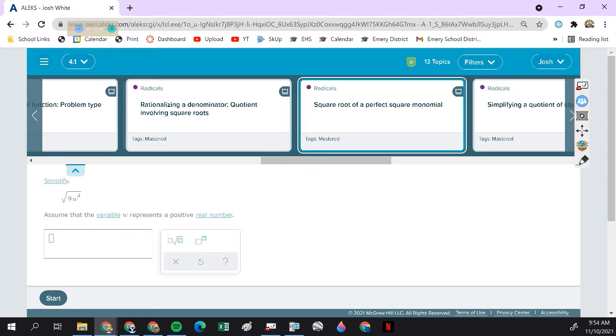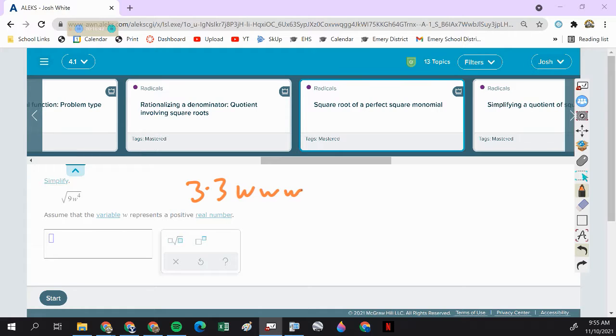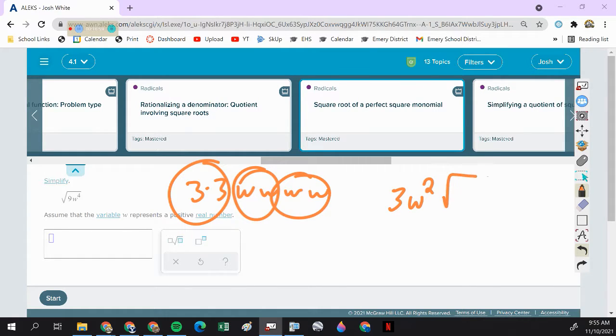So if I have 3 times 3, w, I bring out a set of 3's, and I bring out 2 w's, what's left on the inside? Nothing. So the answer is just 3w squared, and technically there's a square root of 1, but we don't write it. So if everything comes out, the square root is not needed anymore.